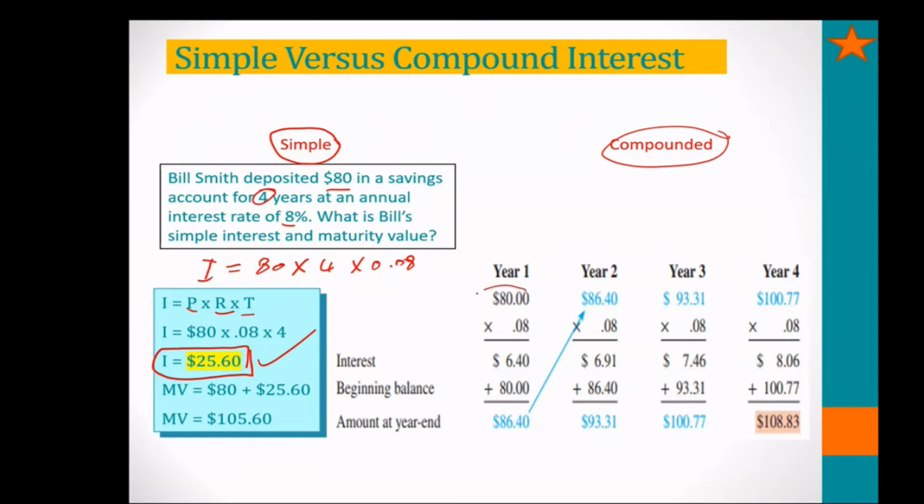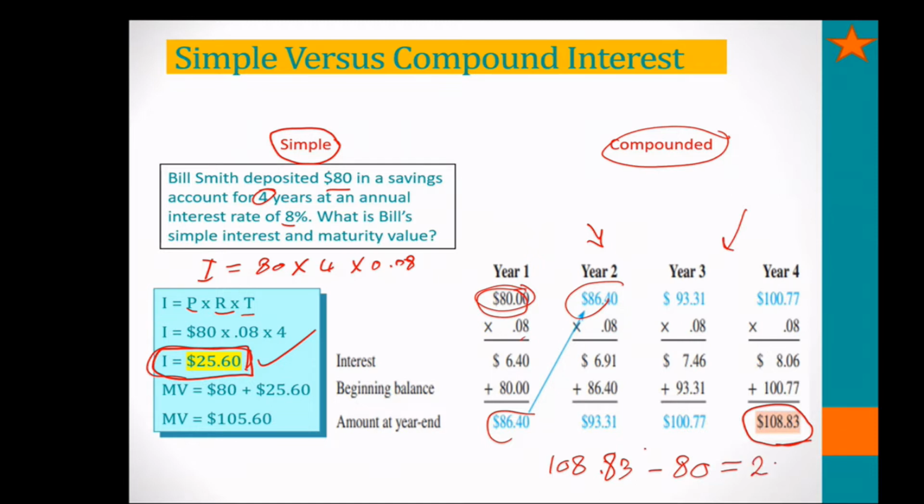I need to take $80 for the first year, and then use it again for the second year, as I explained before in this example. So $80 after 4 years becomes $108.83. What is the interest in this case? It will be 108.83 minus 80. What does it equal? I think it will be 28.83. Is it correct? 28.83. This is the interest. This is the compound interest.